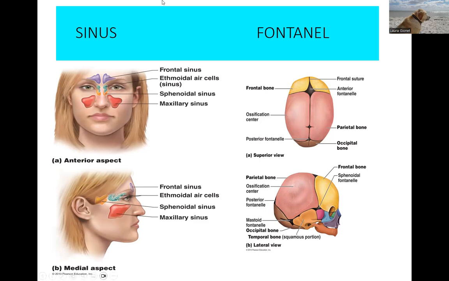Then over to the right-hand side, we can see the fontanelles. Here, right in midline, we have to the front the anterior fontanelle, to the back the posterior fontanelle, and then off to the sides, we have anterolateral fontanelles, and to the back, posterolateral fontanelles.